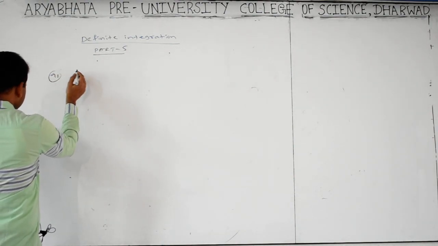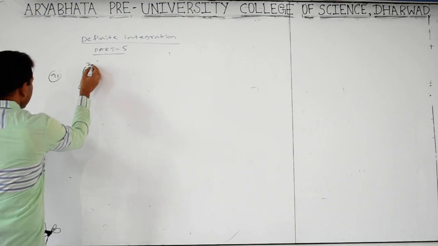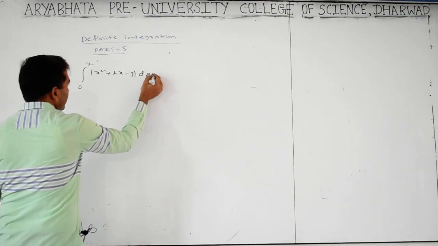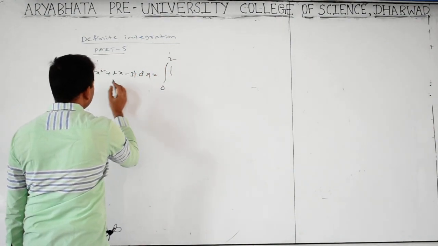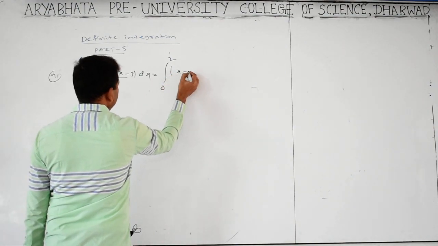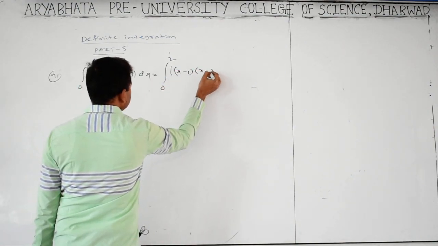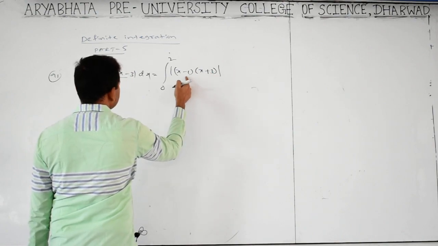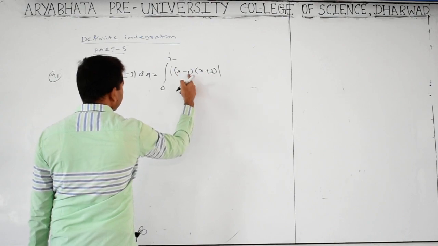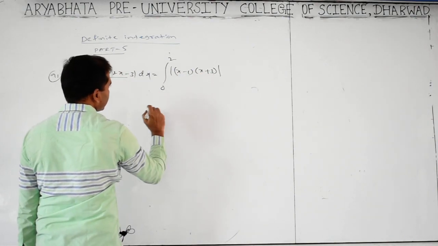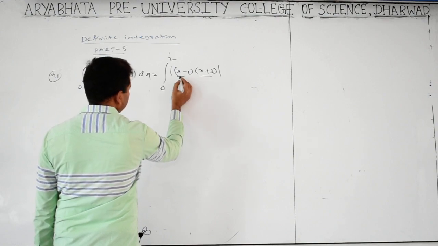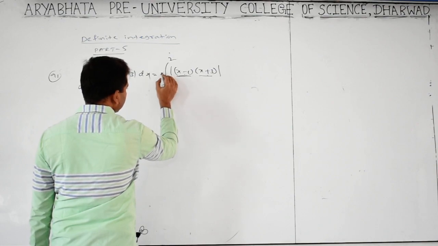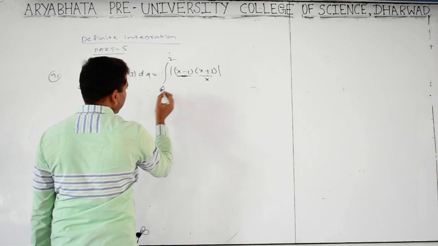Next, question number 91: integration of 0 to 2 mod of x square plus 2x minus 3 dx. Find the factors here. This is equal to x minus 1 into x plus 3, sorry, x plus 3: x square plus 3x minus x minus 3. So there are two factors. When it becomes 0, 1 is there in between. When it becomes 0, minus 3 is not there.